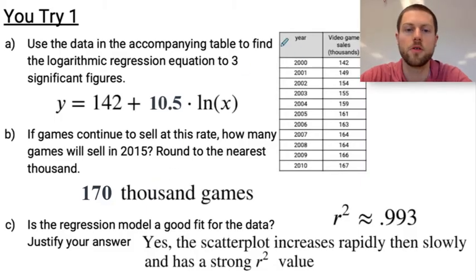And here are the solutions that I have for you to try. There's my equation. There is my number of games approximately. And I did say, yes, this is a good scatter plot. Again, remember to use x equals 1 as your starting value. Otherwise, you're going to have a domain problem.